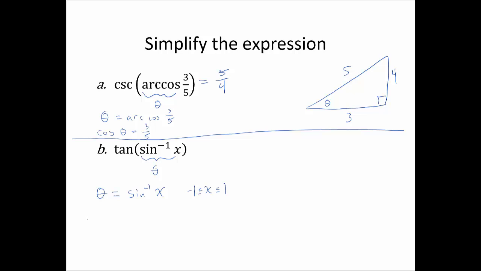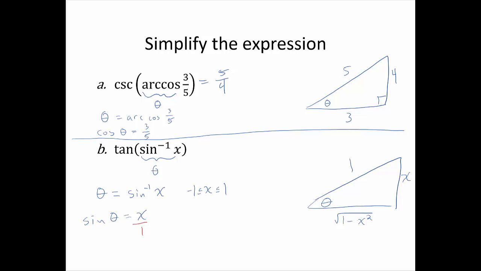If theta is sine inverse x, then sine of theta must be x. I'll draw a right triangle. Here's my theta, and the sine of theta is x. Well, I'll think of that x as x over 1. Sine is the opposite over the hypotenuse. Using the Pythagorean theorem, I can solve for the remaining side of the triangle, yielding the square root of 1 minus x squared.